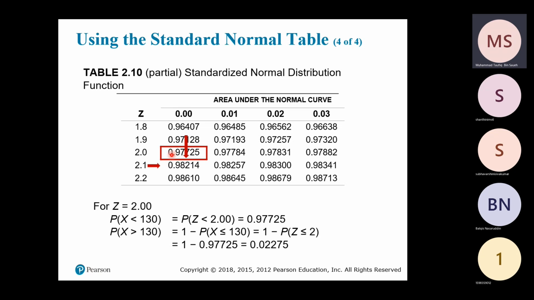So the probability of selling rice. The probability of selling 130 kilogram of rice per day is 0.97725. So more than 98% chances that you can sell. So it is 98% confirmed that you can sell 130 kilogram of rice per day.